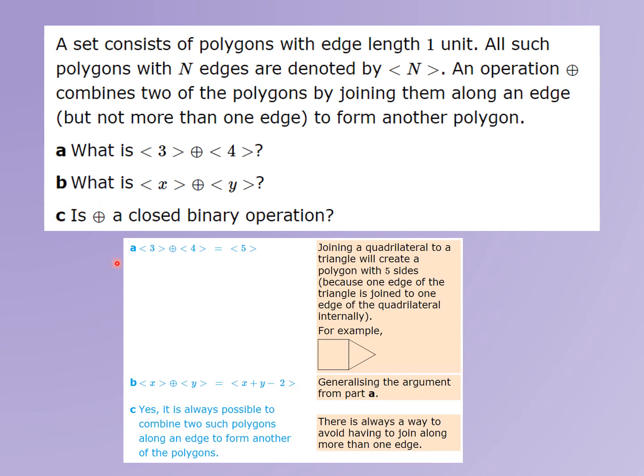Is this binary operation closed on this set? The answer is yes, because taking any 2 polygons in such a way and combining them will always give another polygon. So if the set we are considering is any polygon with n edges for any value of n, then it will always be closed because the answer will always be another polygon with edges of length 1.